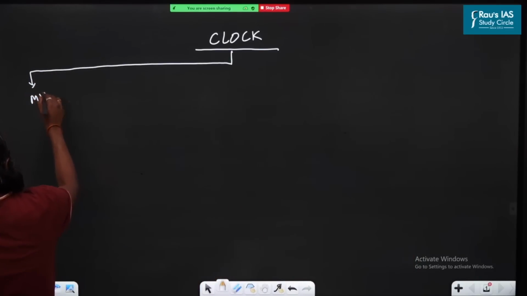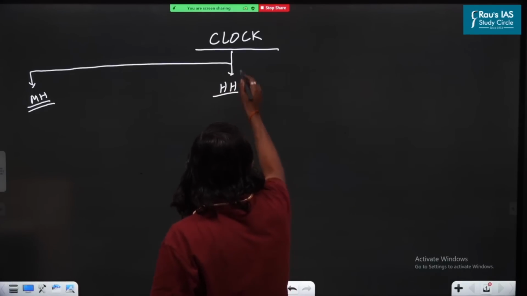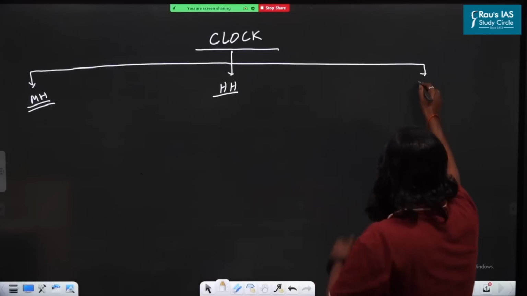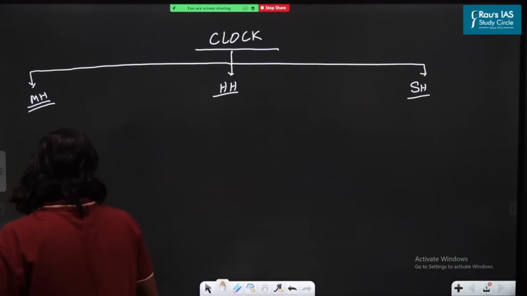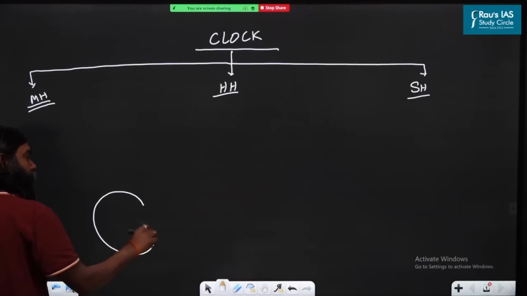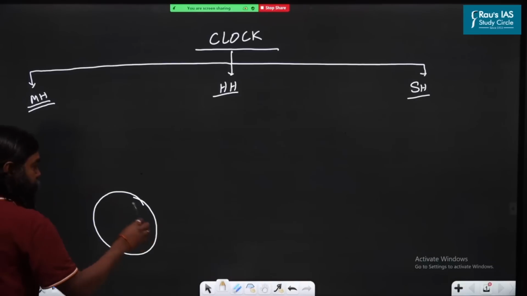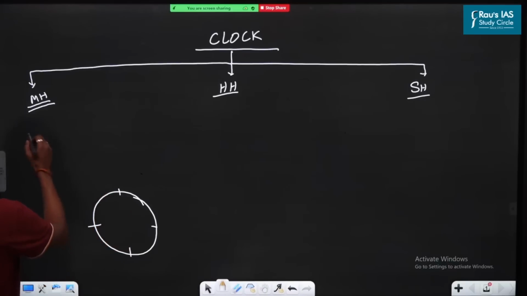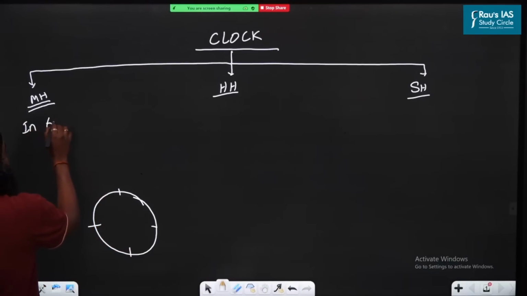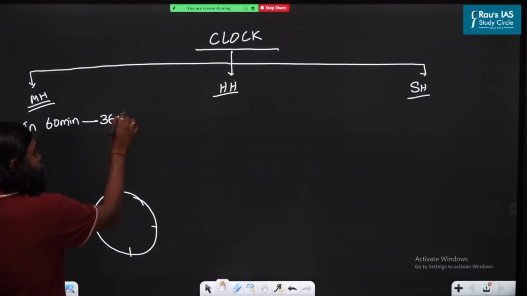So minute hand, hour hand, and second hand. Now the minute hand started running. In how many minutes does it cover the entire full circle? In 60 minutes, it covers the entire full circle, that is 360 degrees.